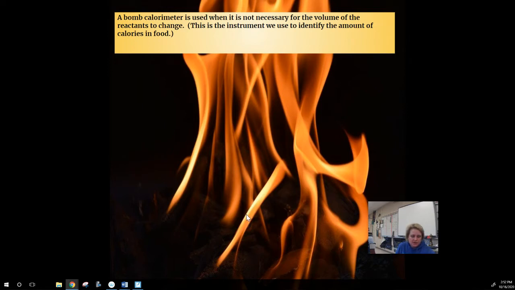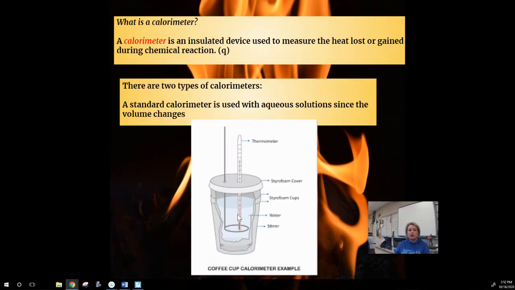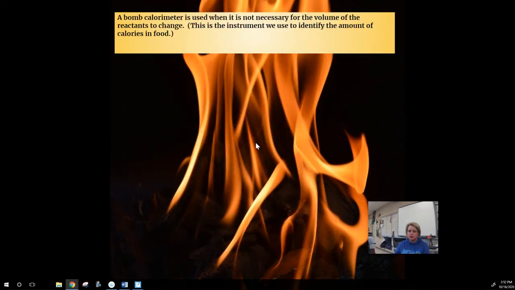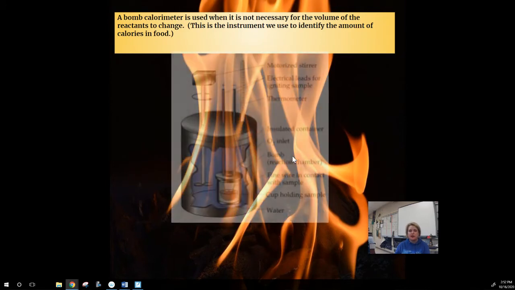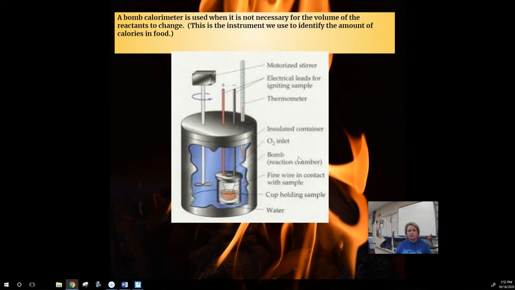Bomb calorimeter is the second type. A bomb calorimeter is used when you're not going to change the volume of the reactants, rather you're just going to change the pressure on the inside. The coffee cup calorimeter, the volumes are changing. In the bomb calorimeter, volumes are not going to change. So if we want to figure out the calorie content in particular types of food, we use a bomb.